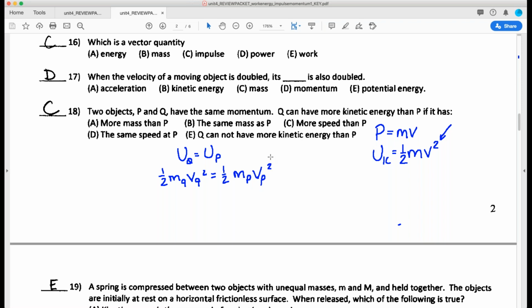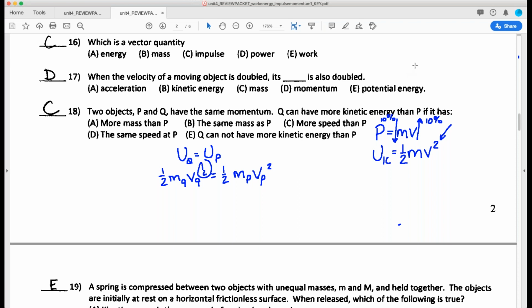Just because they have the same momentum doesn't really say anything about their mass and velocity. It just means that their mass times their velocity is equal to each other. So we can see that if Q has more speed, then even though the mass might be less, right? So I'm analyzing this for object Q. If it has more speed, the mass might be slightly less. Let's just use the number 10%. So if it has 10% less mass by comparison and only 10% more speed, it's still going to have the same amount of momentum. But because this is squared, it can have more kinetic energy.